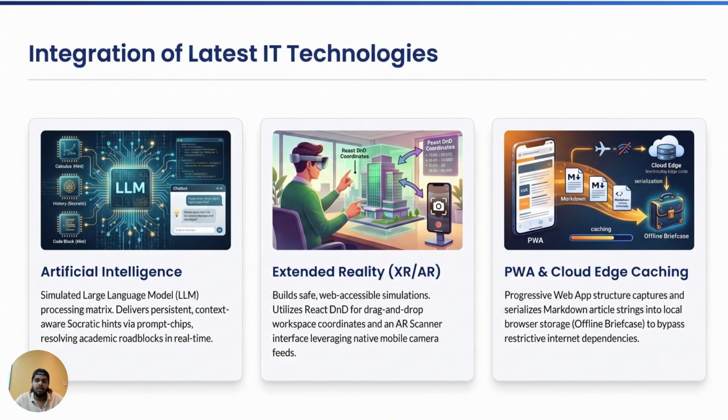Because we have this robust locally processed SPA foundation, we can seamlessly integrate three advanced technologies directly into the browser. First is AI. The SPA powers a simulated LLM matrix that delivers persistent context-aware Socratic hints in real time. Second, extended reality, XR/AR. We leverage the web architecture to build safe web-accessible AR simulation utilizing mobile camera feed and drag and drop mechanics.